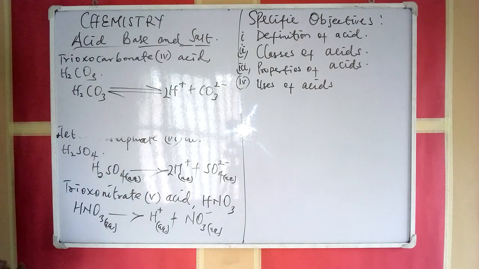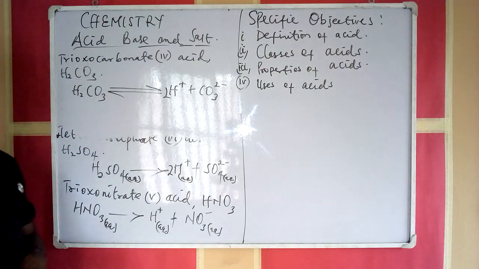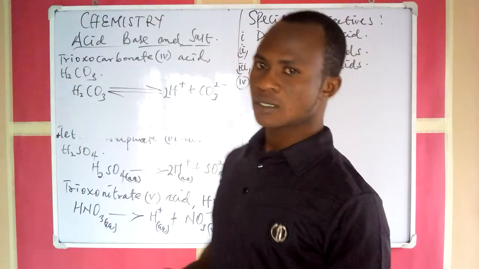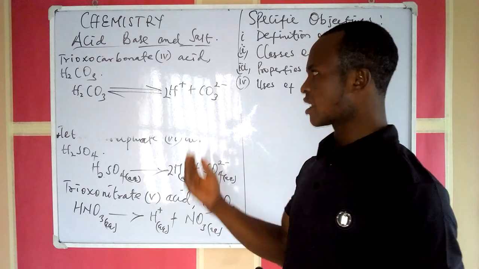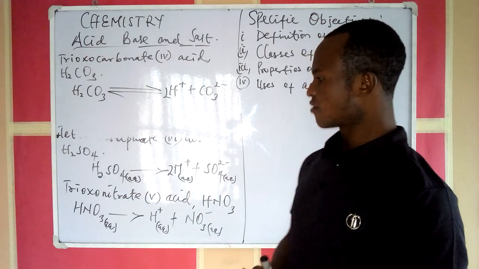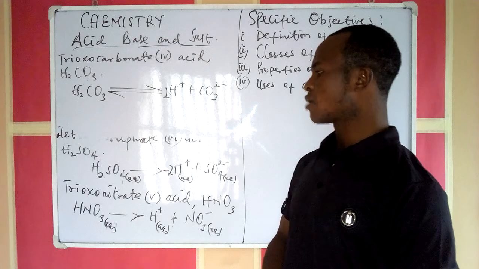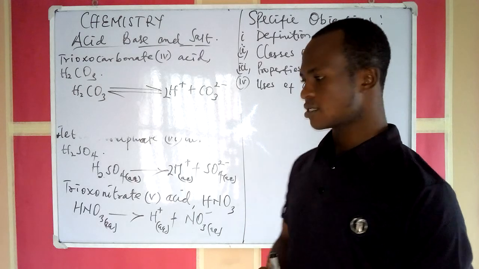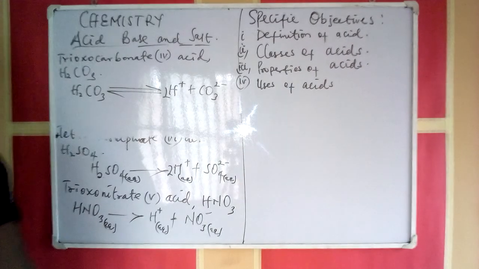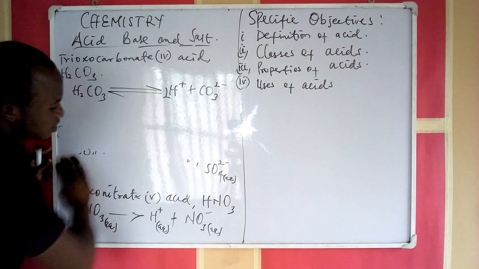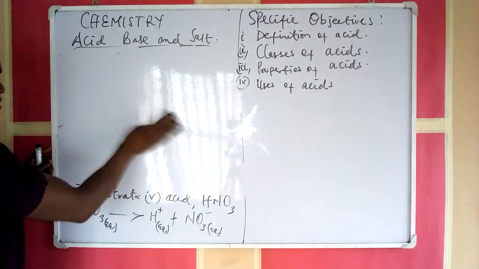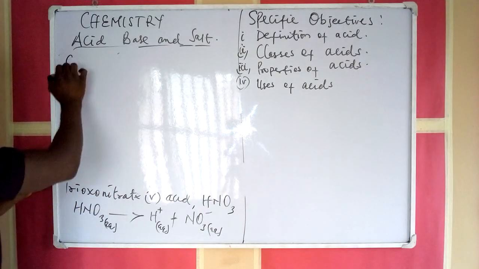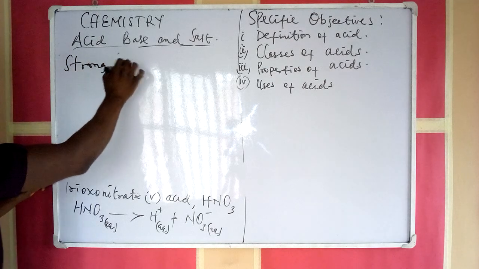I repeat, there are 2 types of acids based on their ionization ability. There are acids that ionize completely in water. There are acids that ionize partially in water. Those that ionize completely in water are called strong acids. Now, let us take a look at strong acids.